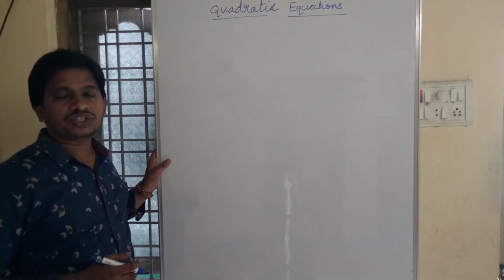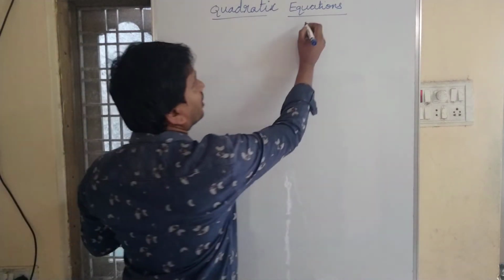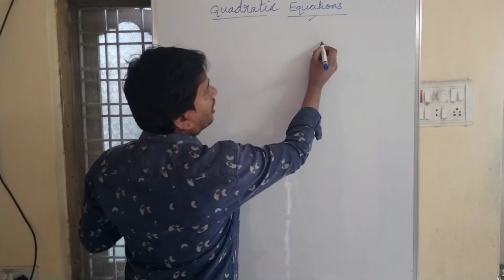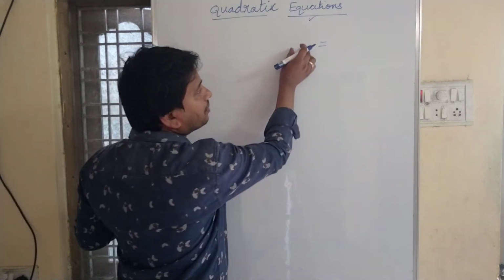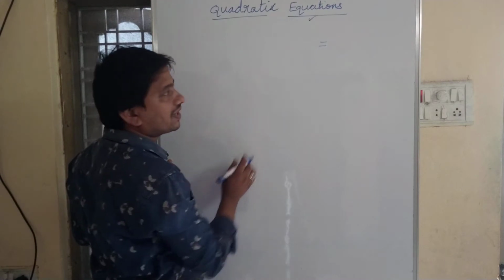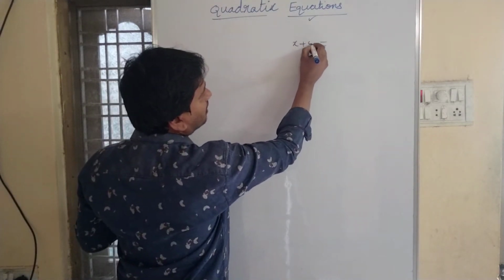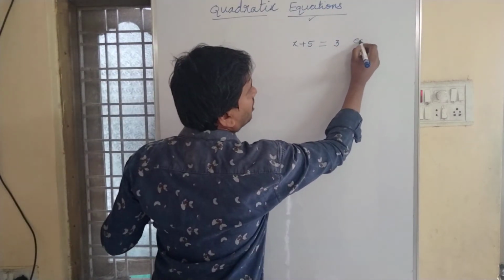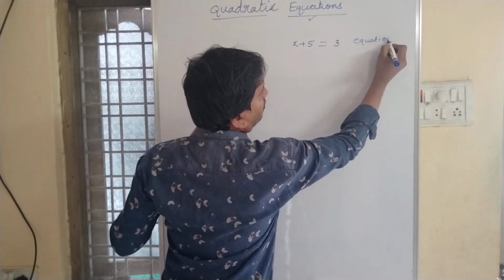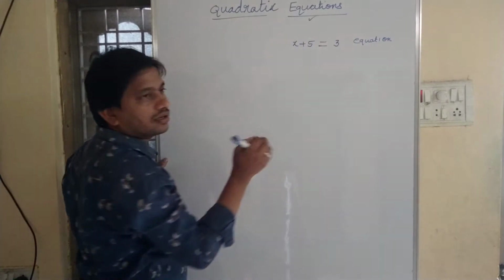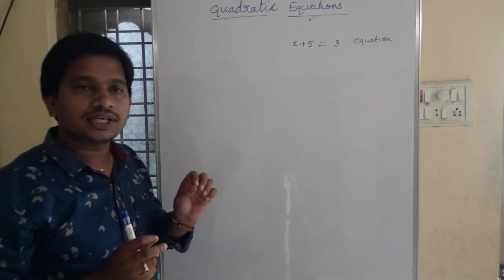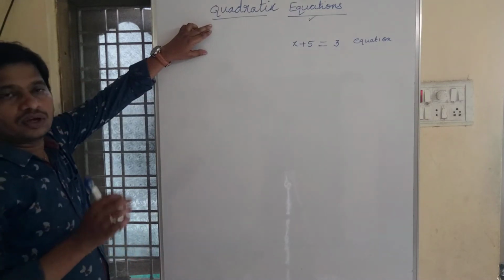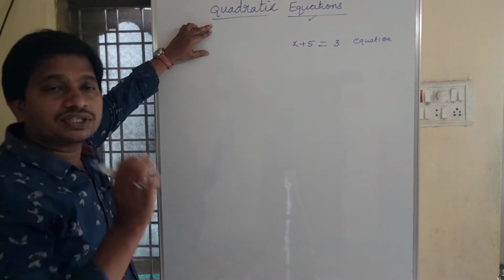Students, first of all, what do you mean by an equation? If there is an equal sign in between two expressions, for example, x plus 5 is equal to 3, this is called an equation. If there is an equal sign in between two expressions, that is said to be an equation. Here we are discussing quadratic equations.